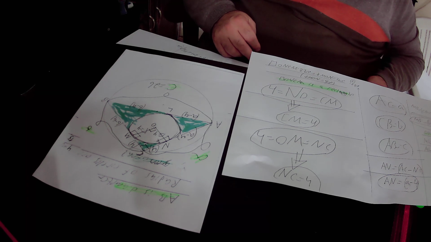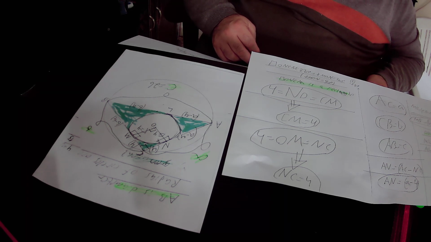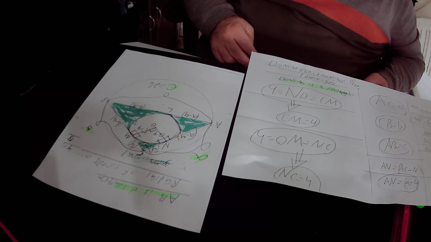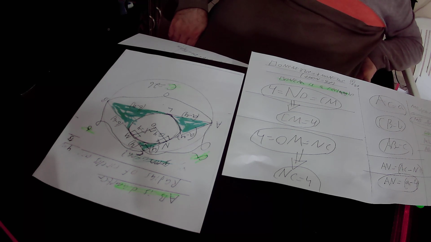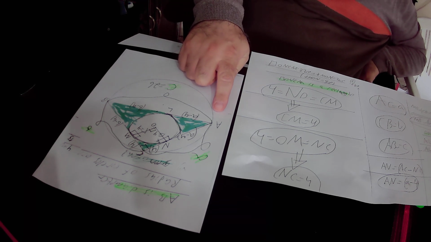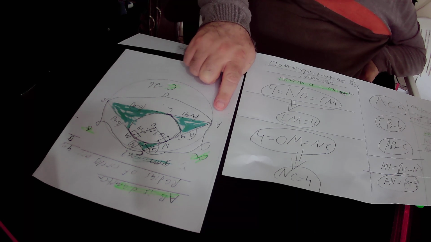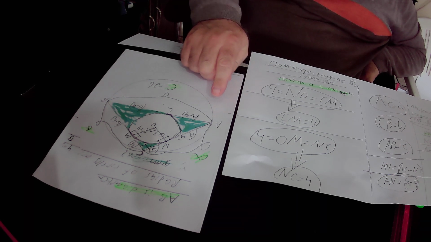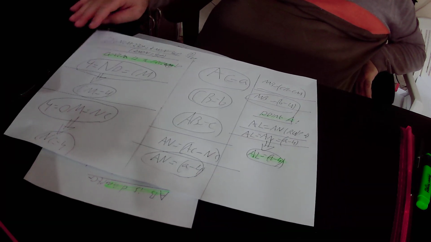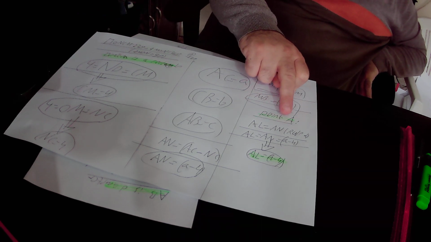Then I presented to you rule number 2. According to rule number 2, the lengths of two tangents from a common external point to a circle are equal. So here we have the common external point A. For the common external point A, we have two tangents to the small circle, tangent AL and tangent AN. According to rule number 2, they must be equal to each other.